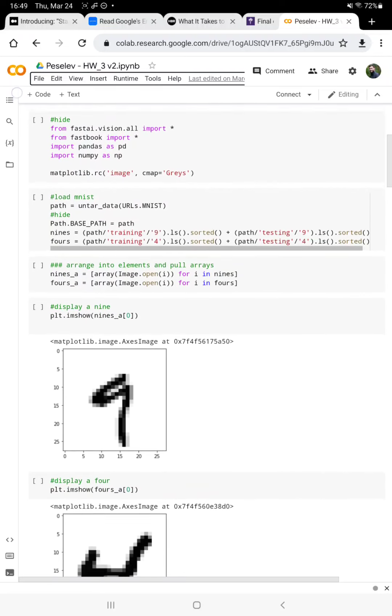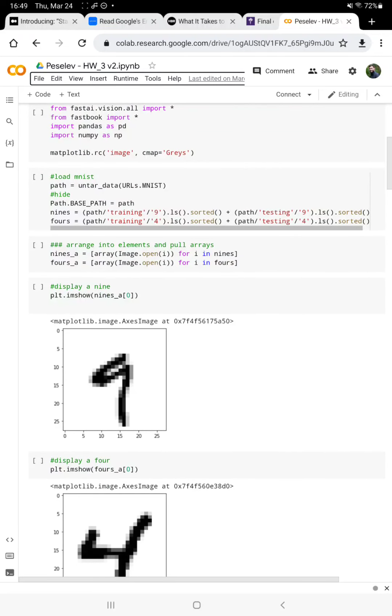So this is just importing different things. Okay, this is the first important part. Here he imports the fours and nines into the database. And so here you have arrays of all the images of nines, and here you have fours. So it's important to realize that right now you have a separate array with fours and a separate array with nines.